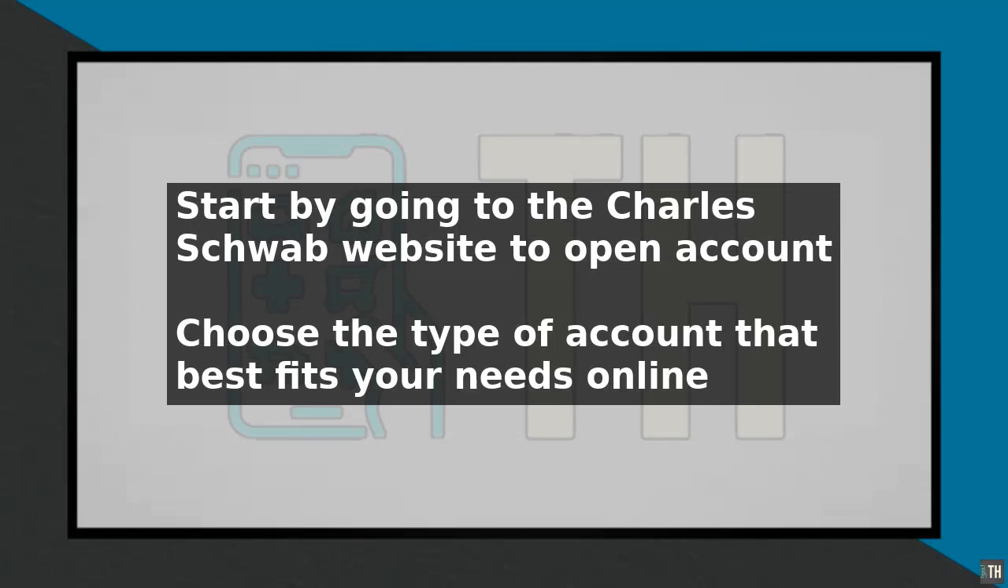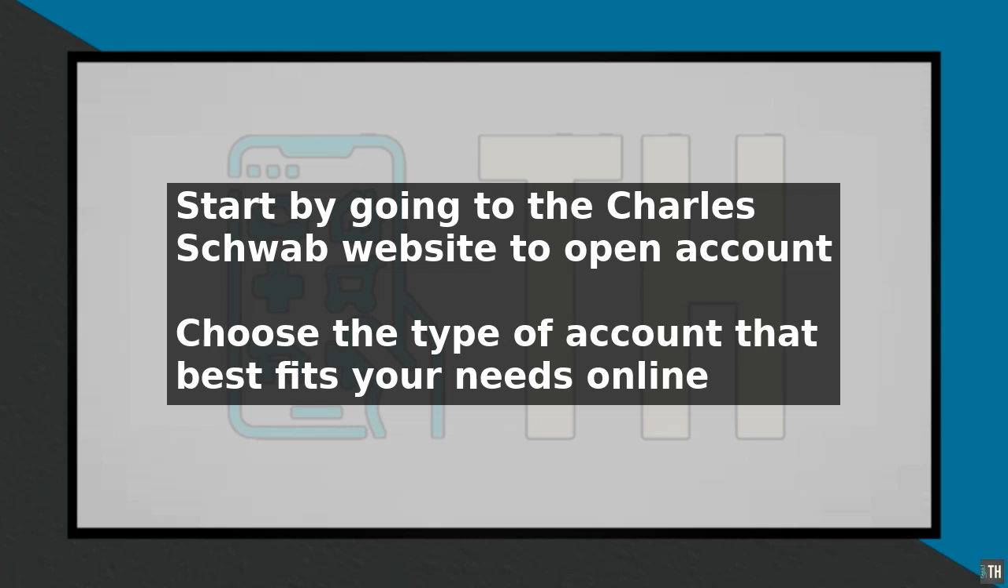To create a Charles Schwab account, start by going to the Charles Schwab website and clicking on the Open an Account button. This will take you to a page where you can choose the type of account you want to open, such as a brokerage account, IRA, or a retirement account. Select the account type that best fits your needs and click on it to proceed.